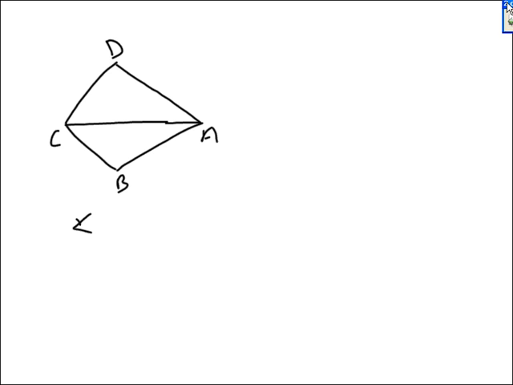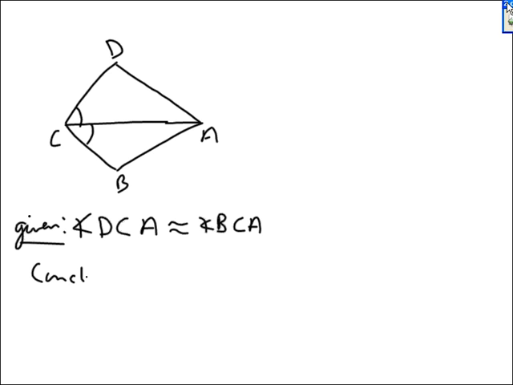Suppose you have this picture. A, B, C, and D. And you were told that angle DCA, this angle, is the same as this angle here. Is congruent to angle BCA. That's the given. Well, what you would conclude, what your conclusion would be, is that angle C was bisected.